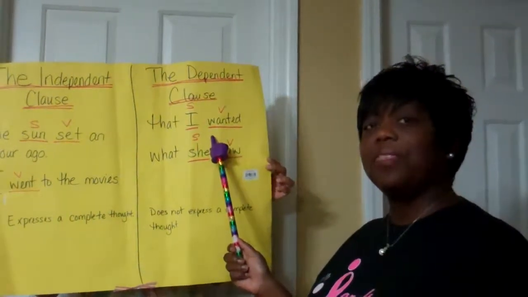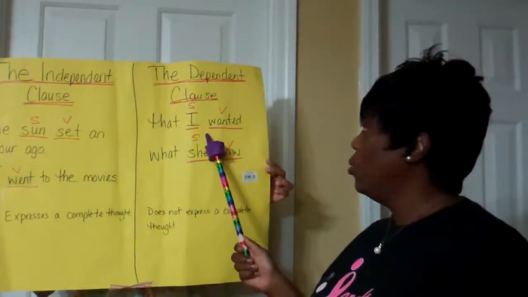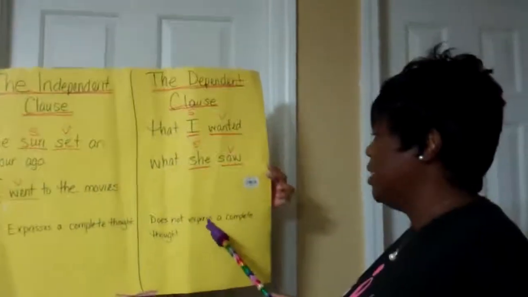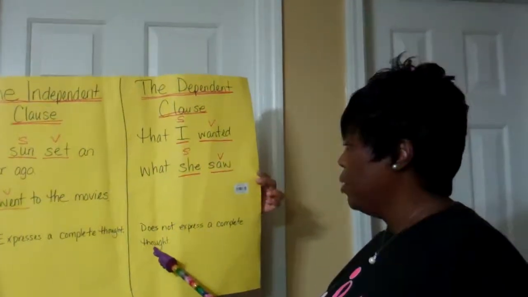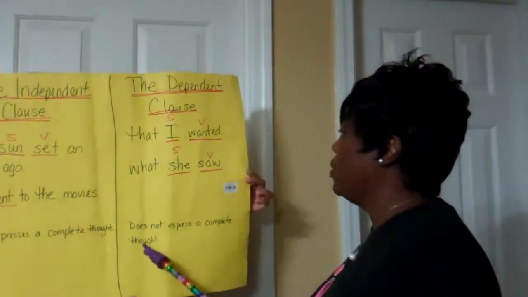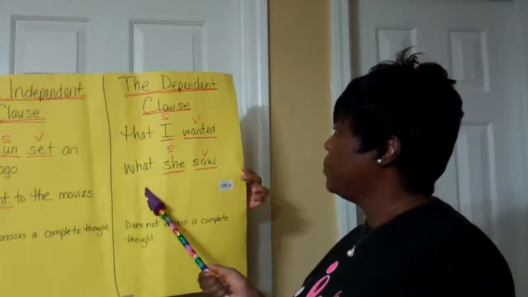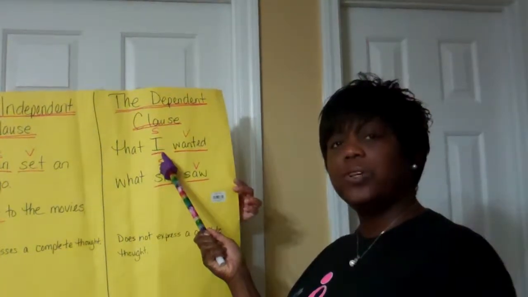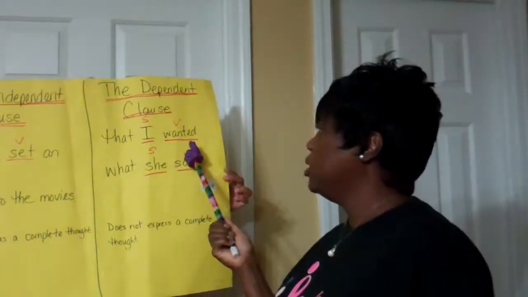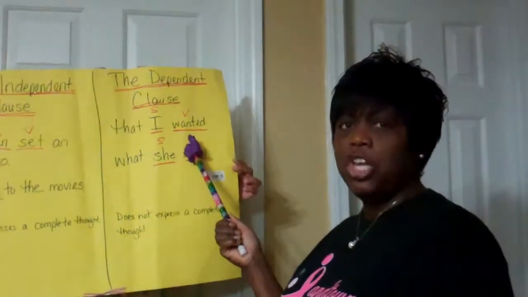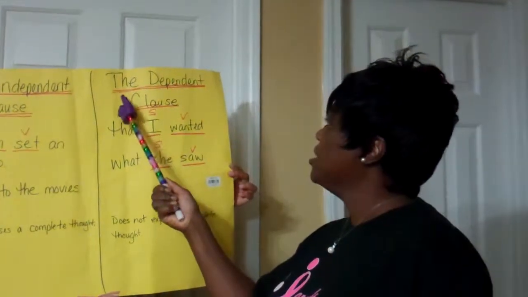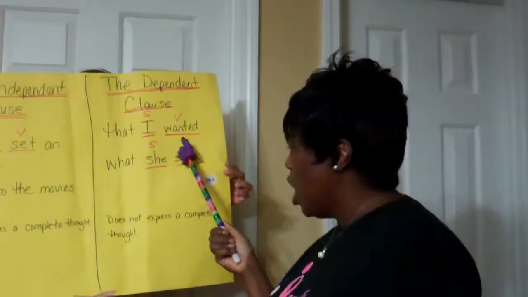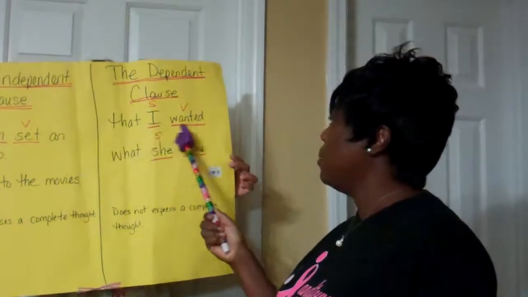First, remember I said the dependent clause also has a subject and a verb, but it does not express a complete thought. Remember, it does not express a complete thought. Let us look at these two examples. That I wanted. Here we have our subject, I. Here we have our verb, wanted. But does this make sense? No. So we know that this is the dependent clause because it does not express a complete thought. It does not make any sense.